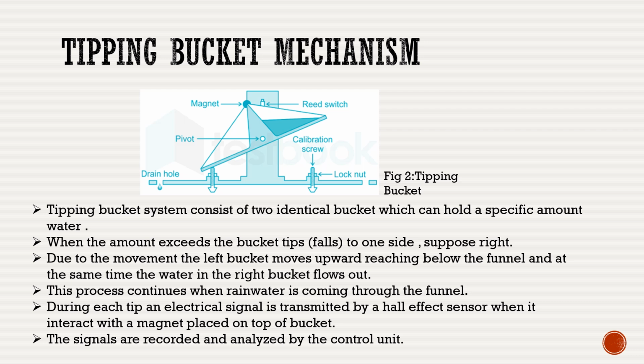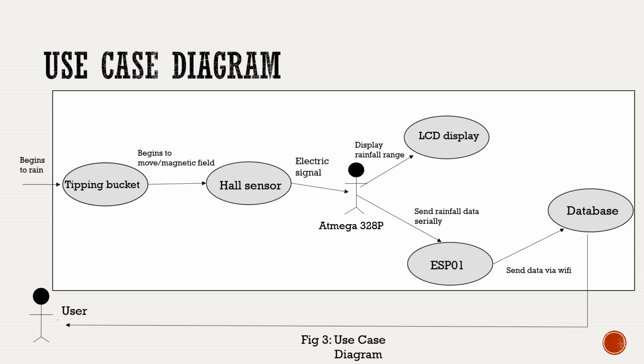During each tip, an electric signal is transmitted by the Hall sensor when it interacts with a magnet placed on the top of the bucket. The signals are recorded and analyzed by the control unit. Moving to the use case diagram, firstly the tipping bucket will move when it starts to rain.